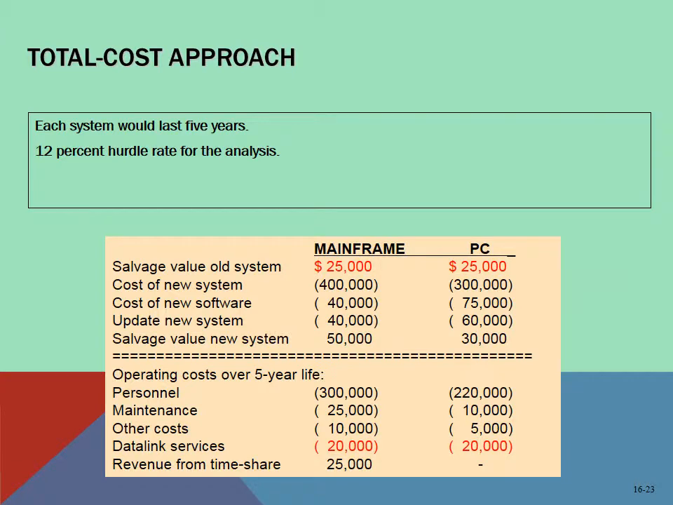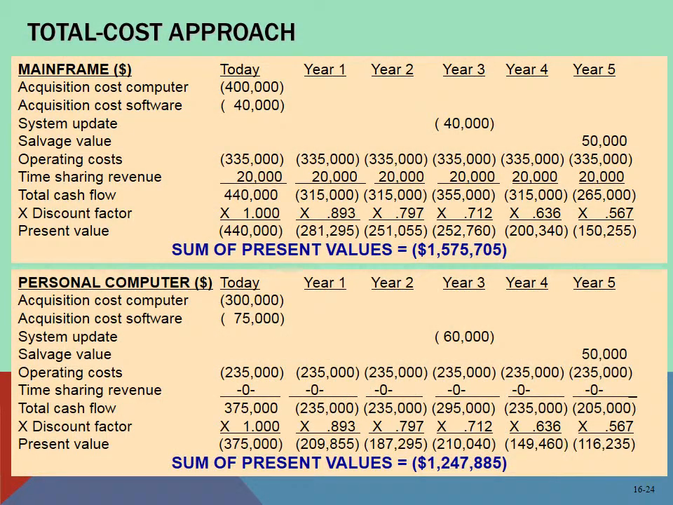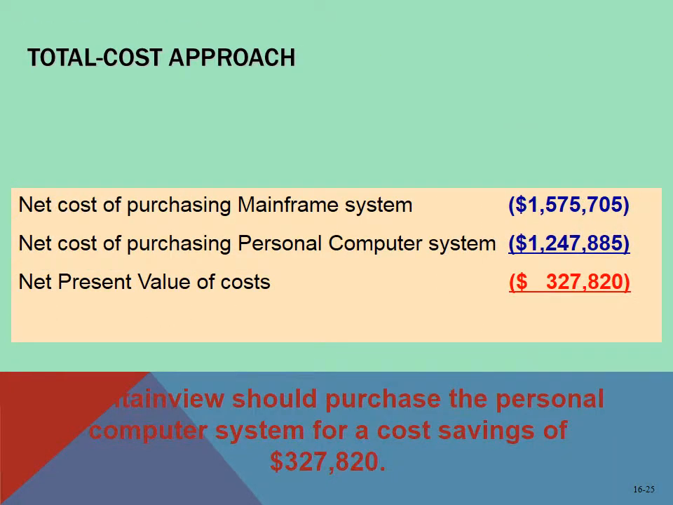Let's make a decision. The slide shown here displays a net present value analysis of the two alternative computing systems. The exhibit uses a total cost approach in which all the relevant costs of each computing system are included in the analysis. Then the net present value of the cost of the mainframe system is compared with that of the personal computer system. Since the NPV of the cost is lower with the personal computer system, that will be the controller's recommendation to the Mountain View City Council.